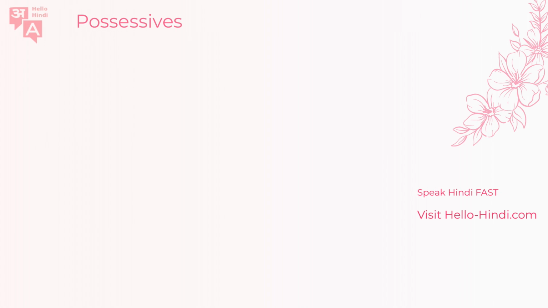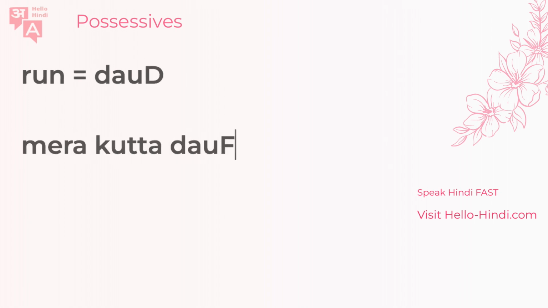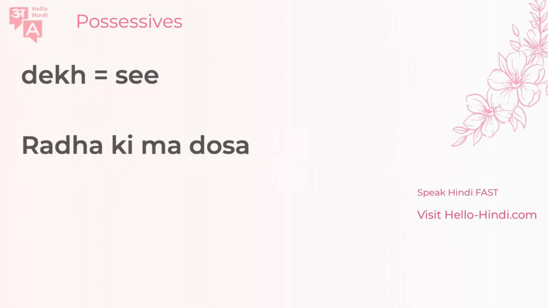So suppose the word for run is dord. How would you interpret this sentence? Mera kutta dordta hai. Mera kutta dordta hai. All right. Try to interpret this one. How would you interpret this one?